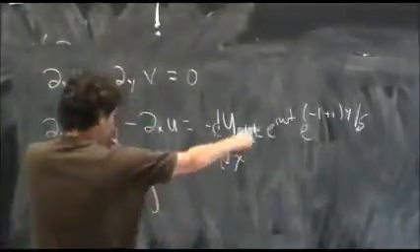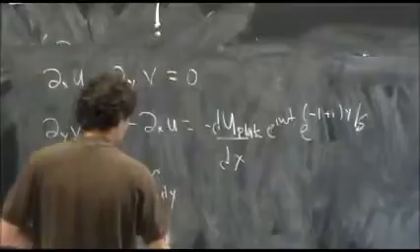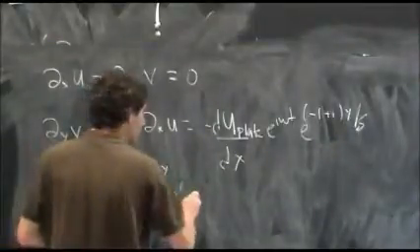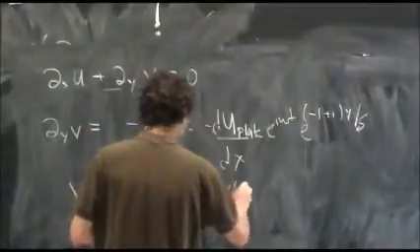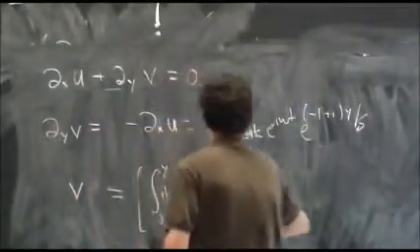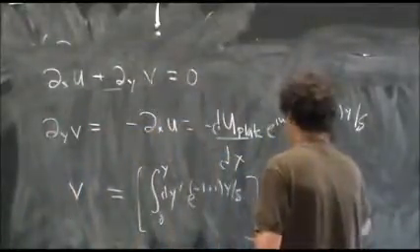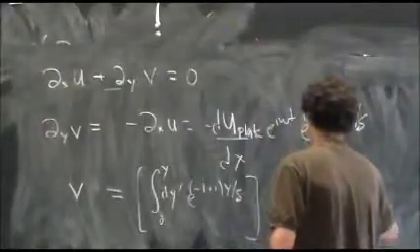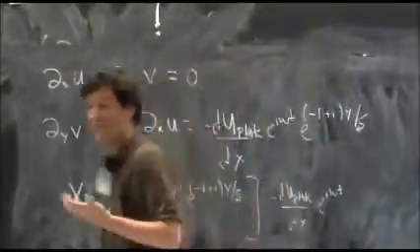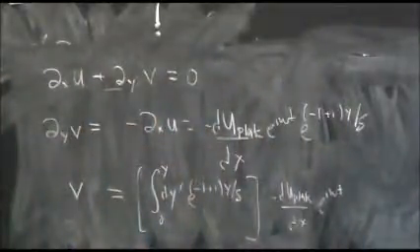So you just have to calculate the integral dy prime from 0 to y of e to the minus (1 plus i) y prime over delta, times these factors, minus dU plate/dx e to the i omega t. Okay, so now there's a v. There's a vertical velocity field.